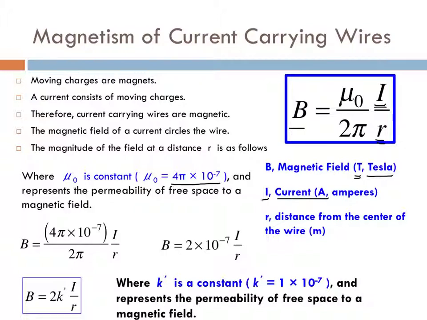Now, if we substitute mu naught into our equation, we have a whole bunch of other constants here. If we put all of that into the calculator, we can essentially get a new constant that we call k prime. And this value is 1 times 10 to the negative 7. This is just another way to simplify this equation.